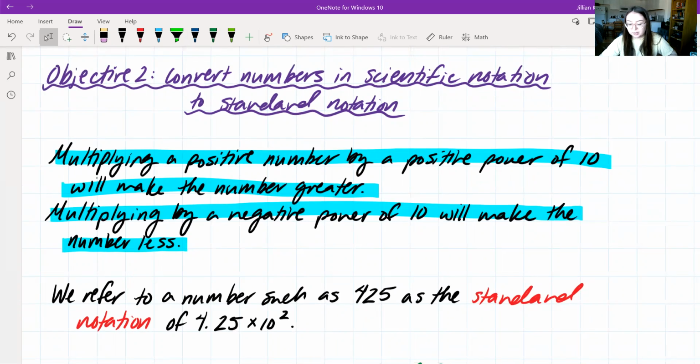So we refer to a number such as 425 as the standard notation of 4.25 times 10 to the power of 2. Whatever the actual number is, like in our last example where we had 93 million, 93 million is written in standard notation. It's the actual representation of the number, whereas scientific notation is written as our decimal times 10 to some power.